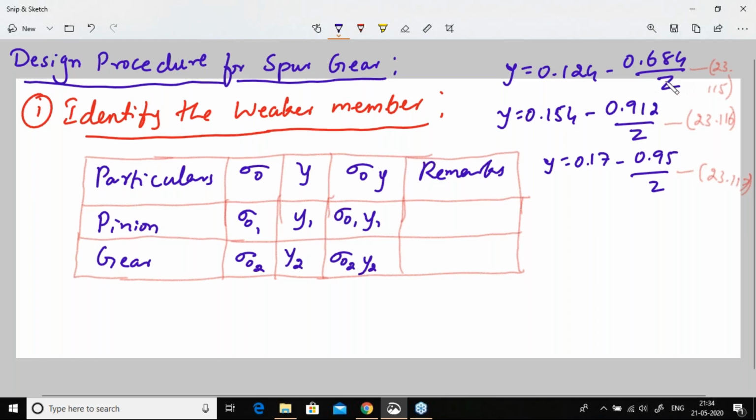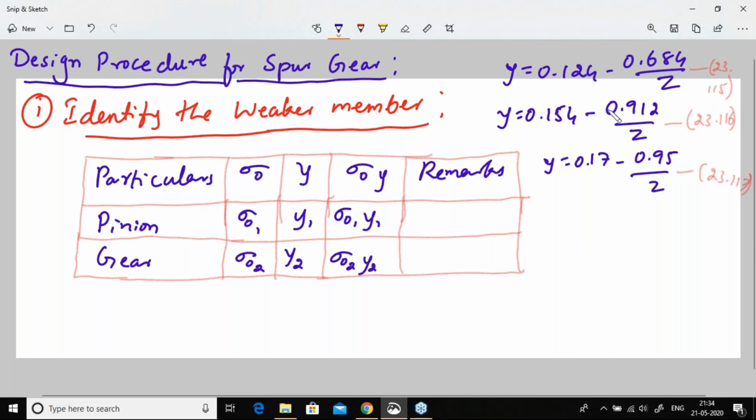Here Z is nothing but the number of teeth. If we substitute Z1, that is the number of teeth in pinion, then we will get Y1. If we substitute Z2, that is the number of teeth in gear, we will get Y2. If they have given Z1, then use that, and with the help of the velocity ratio equation, we can find out Z2.